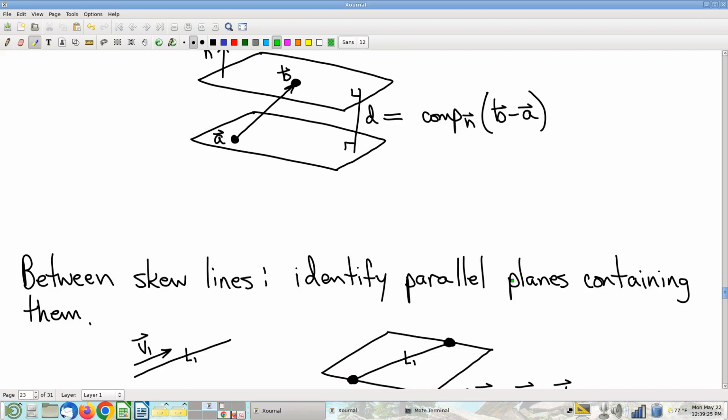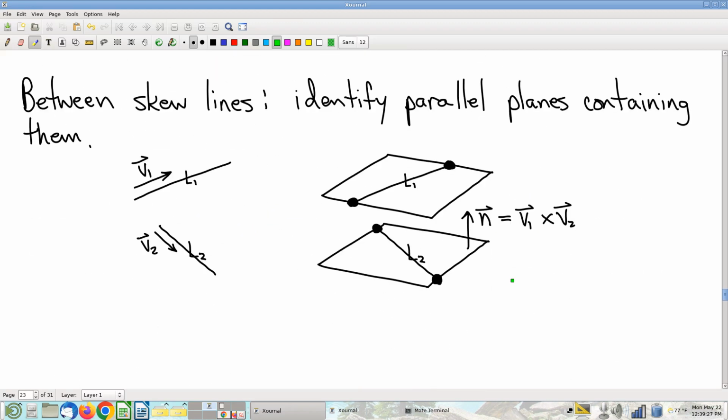Alrighty. This is a tricky one. This one's really quite tricky. How to find the distance between skew lines. If you haven't seen this phrase before, skew lines means lines that do not intersect and are not parallel. It's sort of a worst case scenario of a pair of lines. Nothing good happens, depending on how you look at it. So, two skew lines.